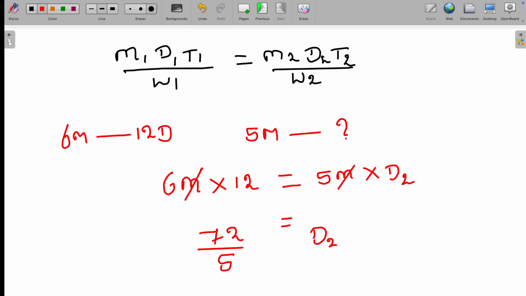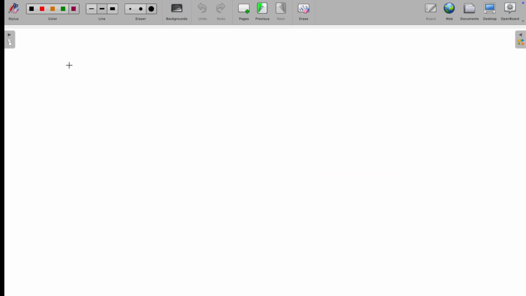Is it clear? That 2 by 5 also you can write. So that will be your answer. Is it clear, this concept? Write down one more, the last question in this. This question is important. This concept also you will get most of the time.